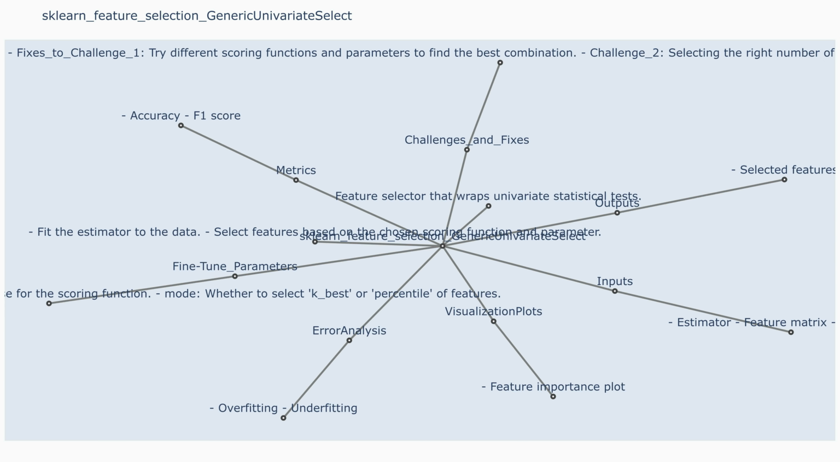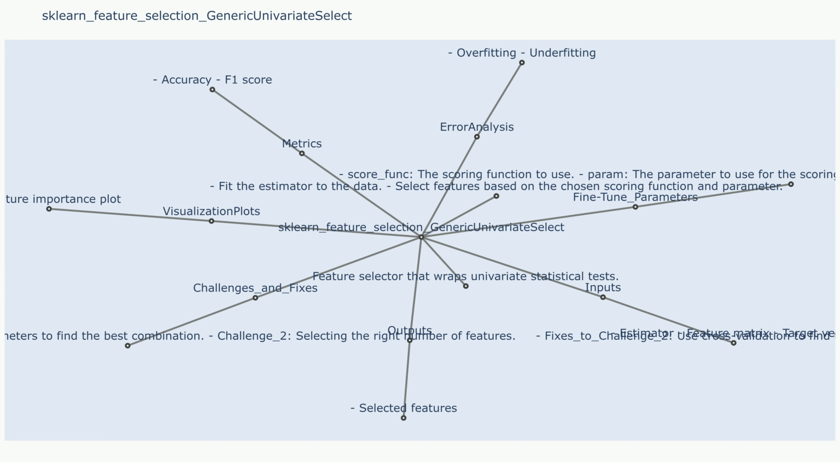sklearn, feature selection, GenericUnivariateSelect. Description: GenericUnivariateSelect is a transformer for feature selection that applies a univariate feature selection to each feature. It takes a score function and a strategy, e.g., percentile, k-best, to select the best features based on the score.